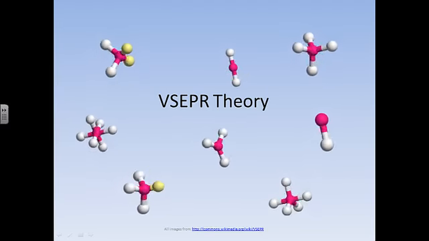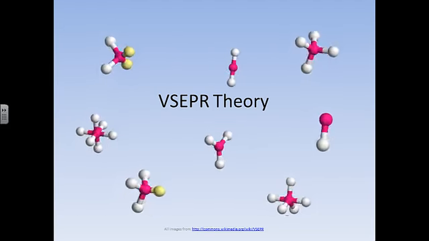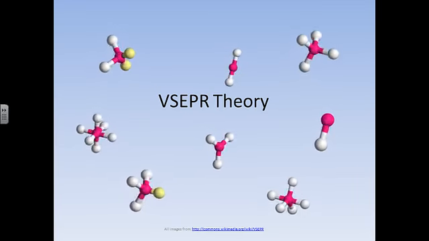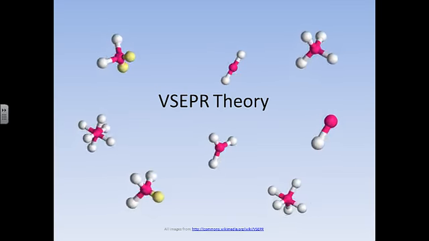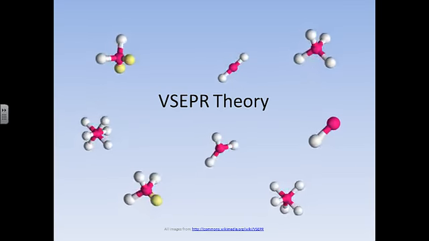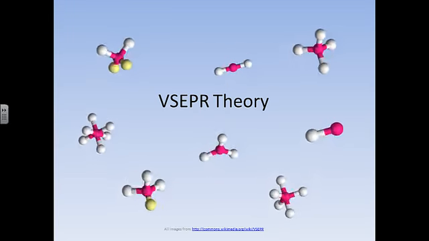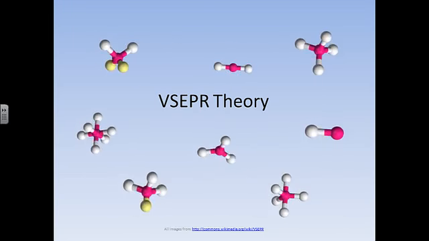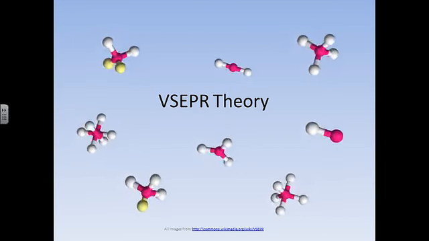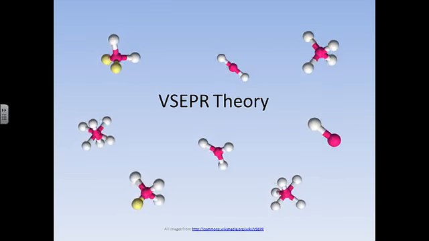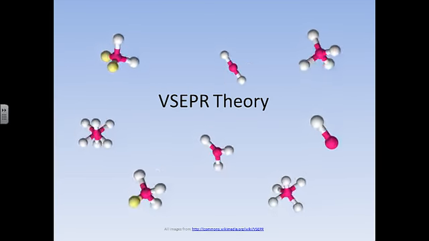In the last video, you learned how to draw the Lewis structures for covalent molecules. These molecules take specific shapes, determined by how many atoms are bonded to the central atom and by how many lone pairs are on the central atom. In this video, you will learn how to determine the shapes of certain covalent molecules.